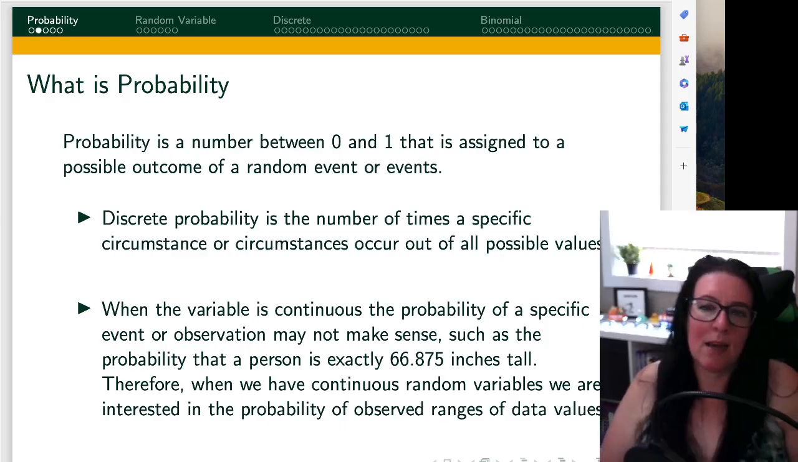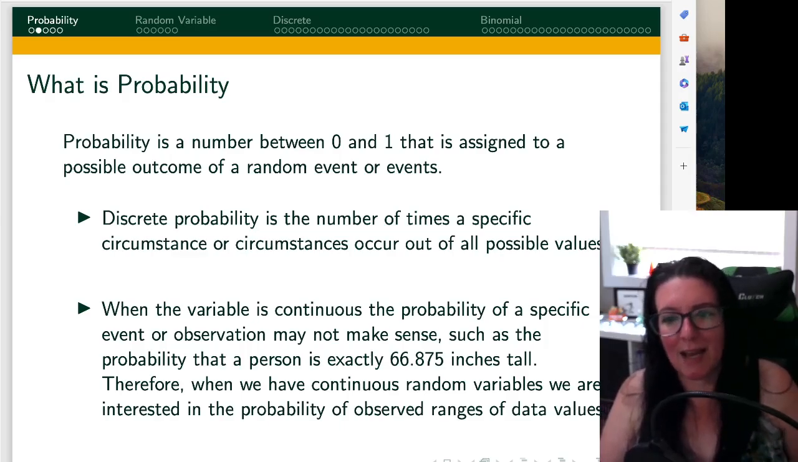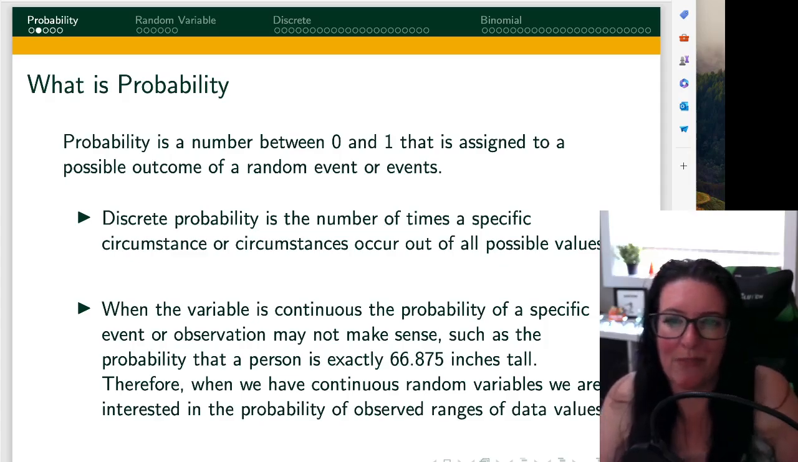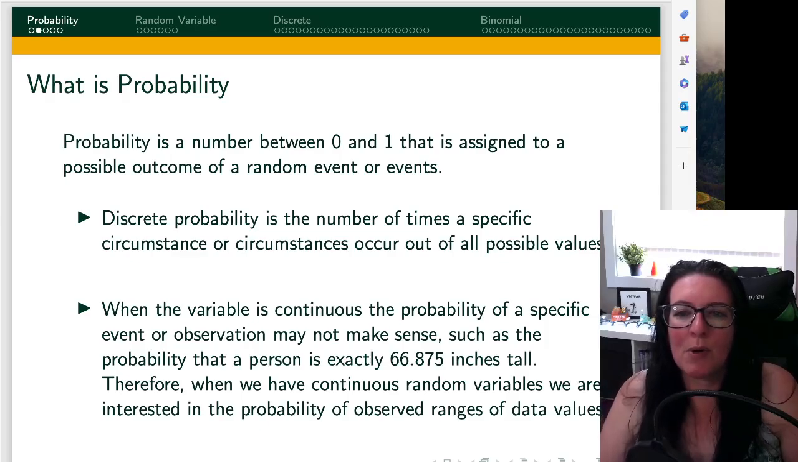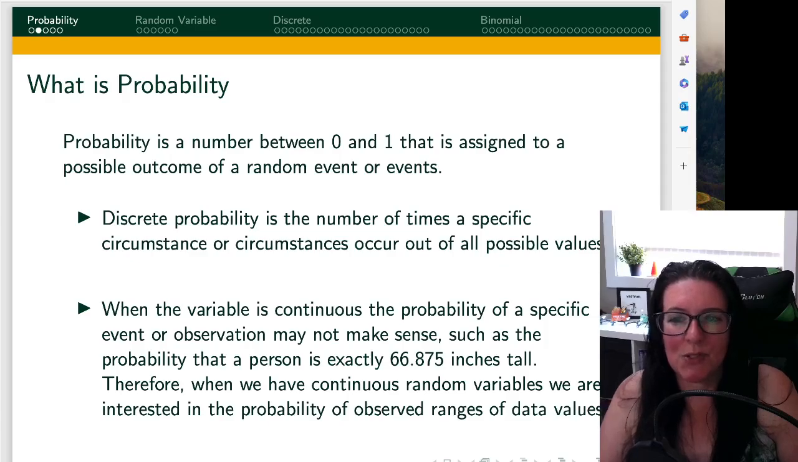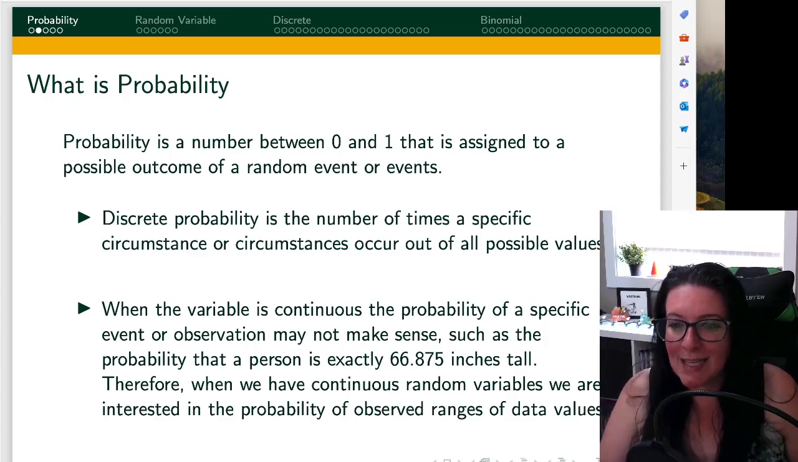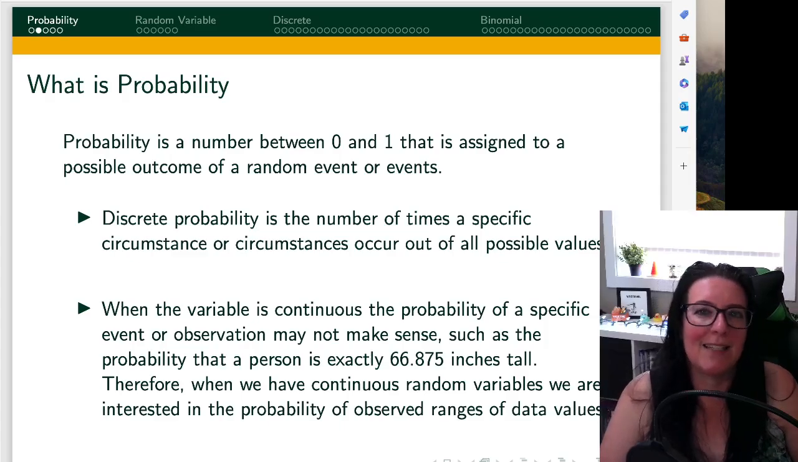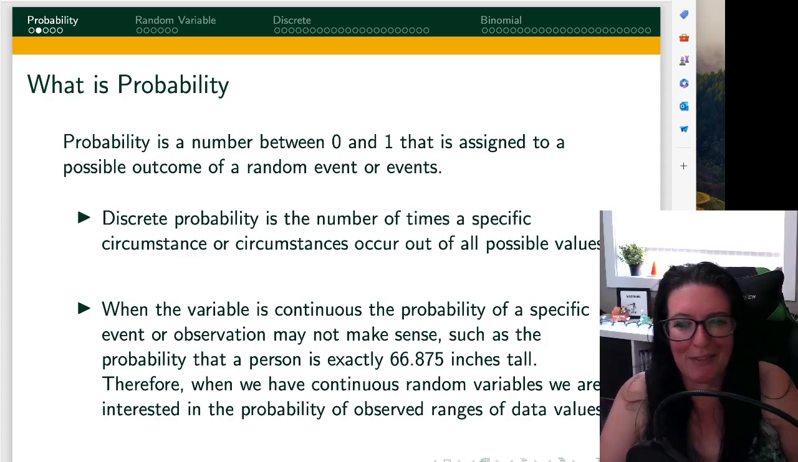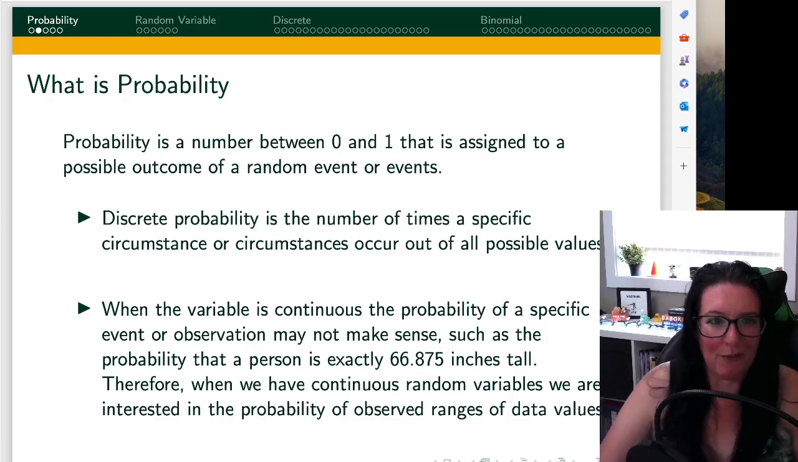So probability is a number between 0 and 1 that's assigned to a possible outcome of a random event. When we have a discrete probability, then we're looking at the number of times a specific circumstance occurs out of those possible values. When a variable is continuous, the probability of a specific event or observation may not make sense, such as the probability that a person's exactly 66.875 inches tall. So when we have continuous random variables, we're interested in the probability of a range of values.